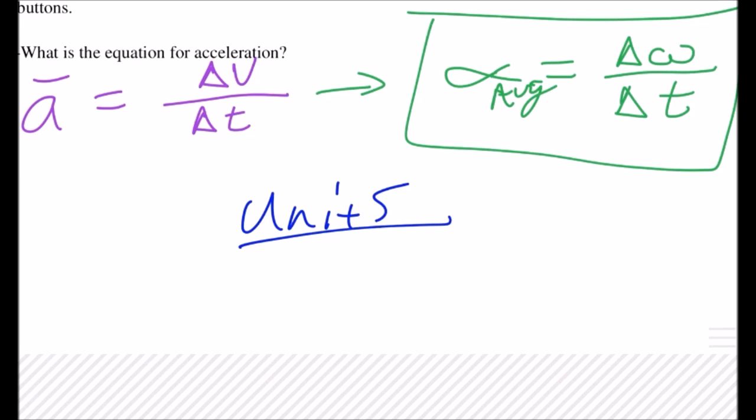So what do you think we could call that? Radians per second squared. Very good. Okay, so the units for angular acceleration are going to be radians per second squared. That's going to be standard.